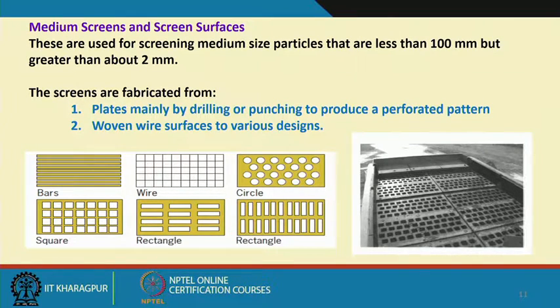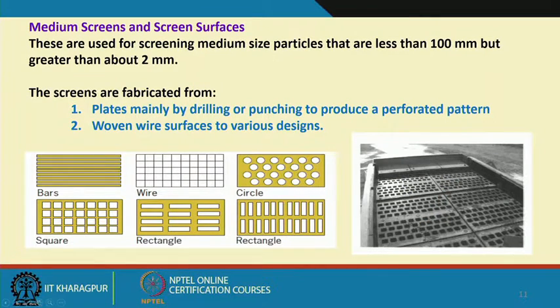That is because I know that individual particle mass cannot be more than a certain amount. And the bulk material handling system can also be monitored, because these already have some kind of control through my Grizzly, through my crushed product and all this. So the surfaces are different from what we have used for coarser material. These screens are fabricated from plates, mainly by drilling, that is, I can have plates and drill them like this, or by punching. So you can make the holes through drilling or punching to produce a perforated pattern like this.